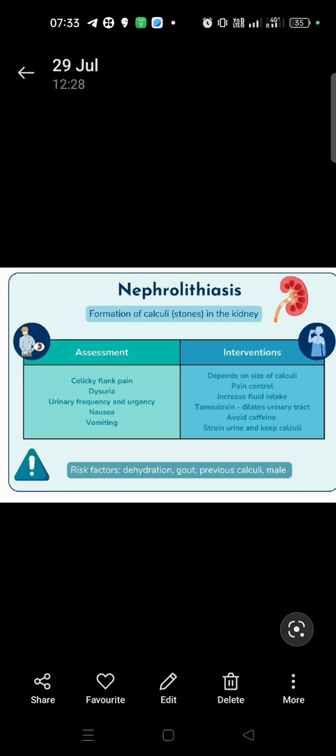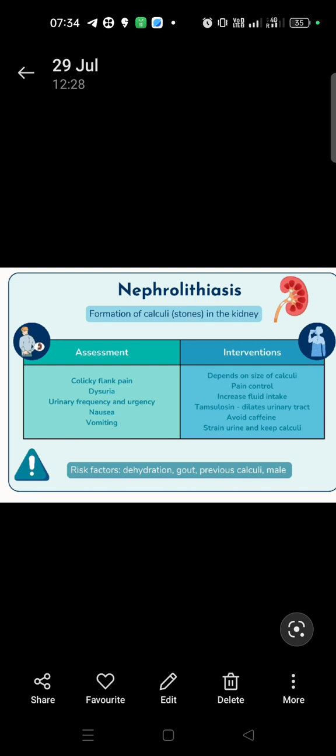That is how we can assess if a patient comes to the emergency department with abdominal pain or flank pain, and how we can differentiate whether the patient has nephrolithiasis or kidney stones. First, the patient may experience colicky flank pain. If the patient complains of colicky flank pain, flank pain is always kidney related. If it is colicky flank pain, that means there is a stone in the kidney.